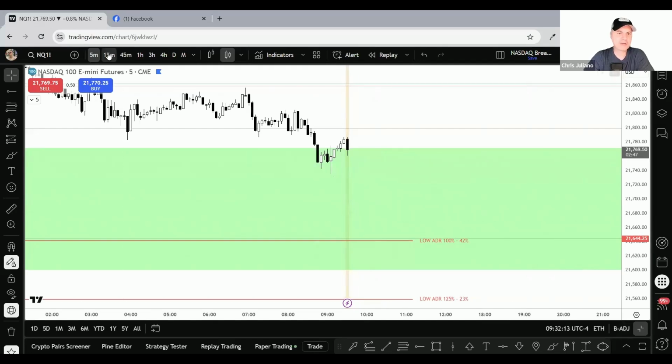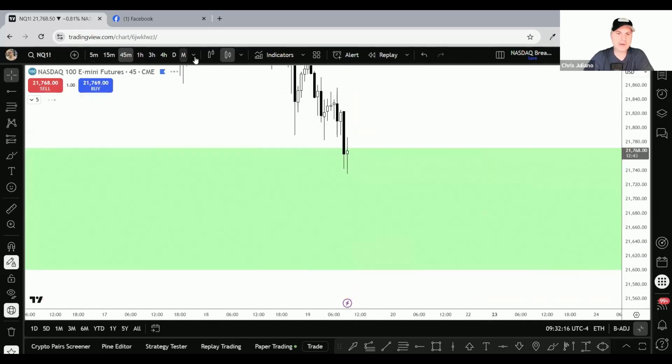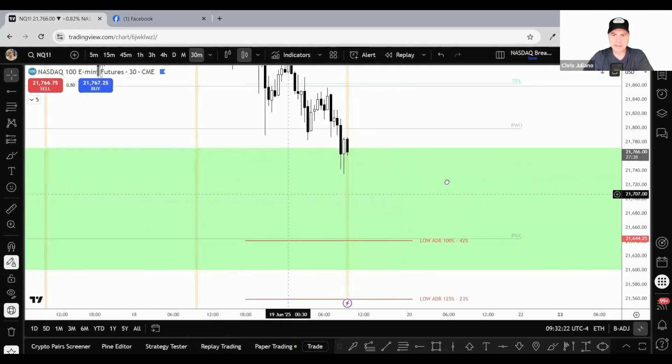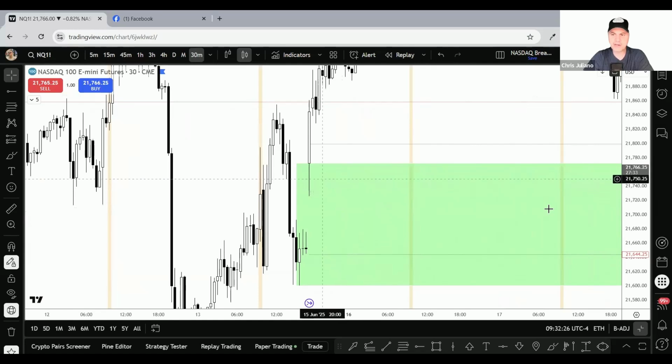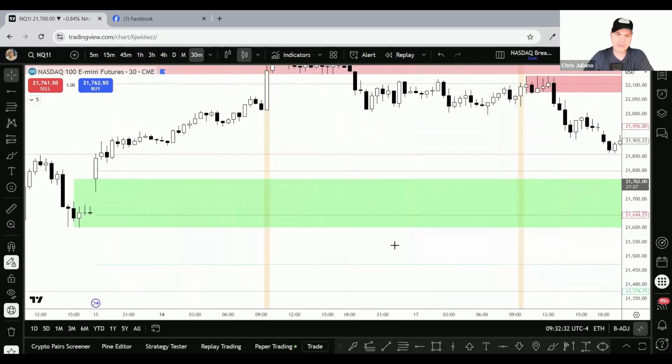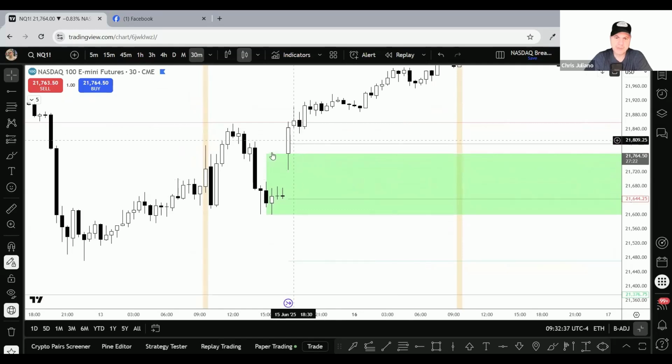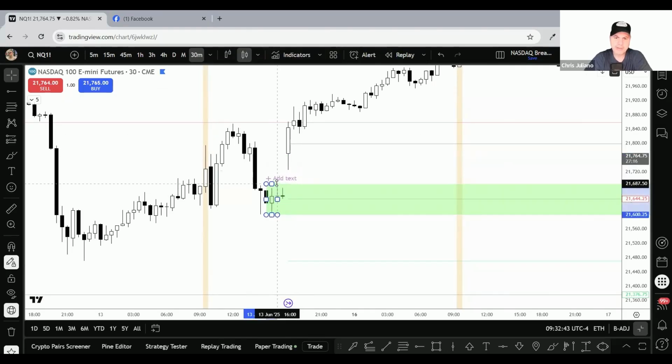Let's go out to like the 45-minute or the half hour. Let's do the half hour chart. Let's see if we can find it. See, there it is right there. That is what I was looking at, guys. This gap, right? So maybe we can draw it like this.